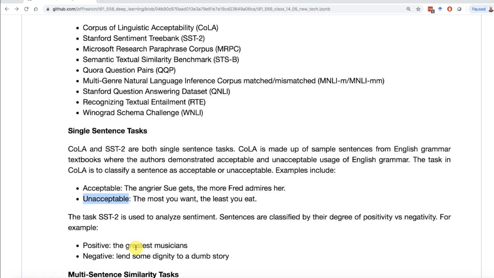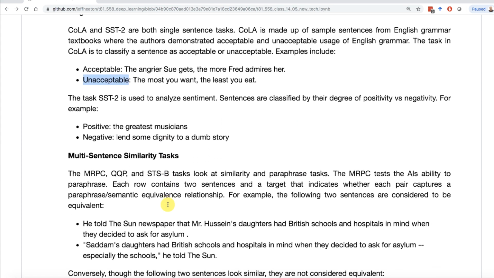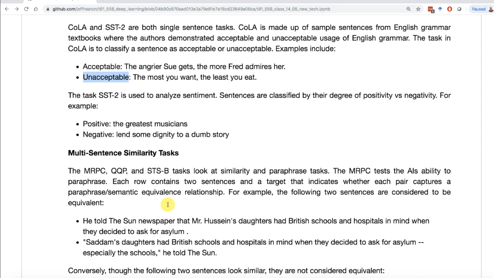SST-2 is used to do sentiment analysis. So a positive sentence might be this one, "the greatest musicians." A negative one, "lends some dignity to a dumb story." So definitely negative, definitely positive. And if you look at the training data, it is based on the degree to which it is one or the other. Now your multi-sentence tests, that's MRPC, QQP, STS-B.